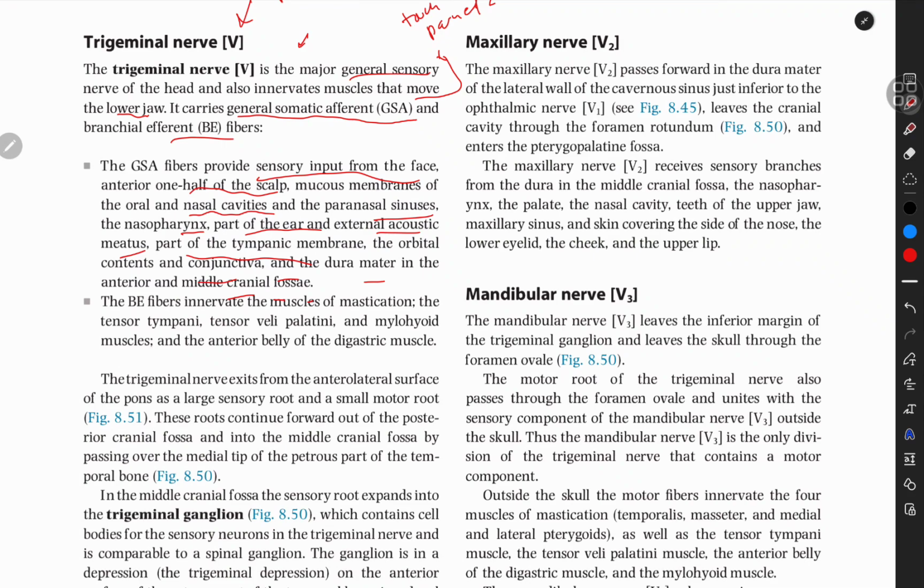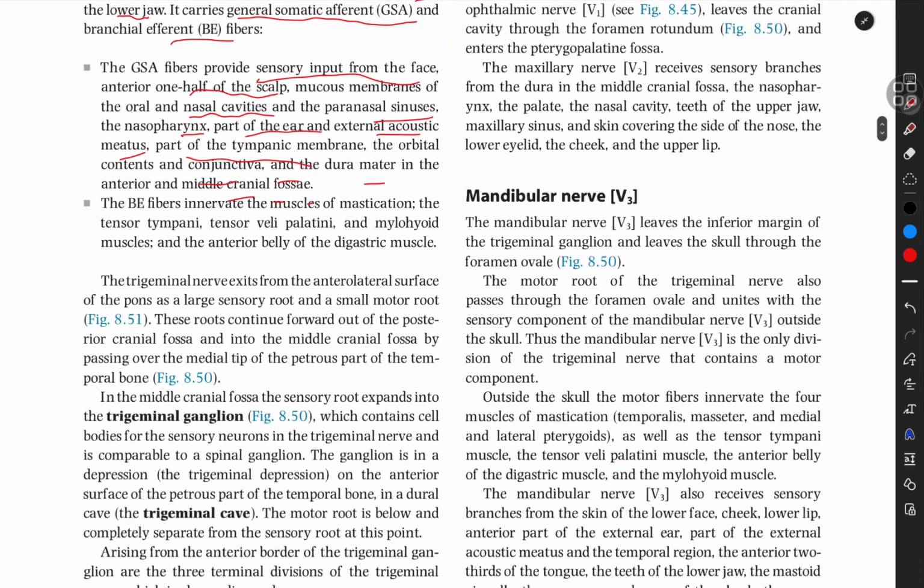So it's the complete face, anterior half of the scalp, mucous membranes of the oral and nasal cavities, the ear, and orbital contents as well, and the dura mater of the anterior and middle cranial fossa. So the anterior face, the orbit, the ear, and the mucous membranes. Branchial efferent fibers innervate the muscles of mastication.